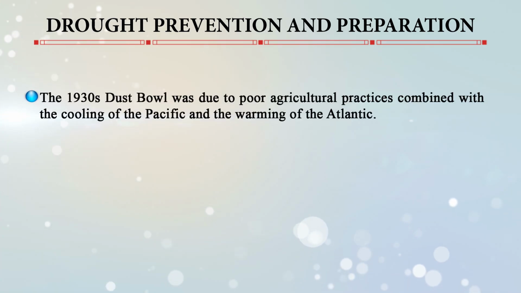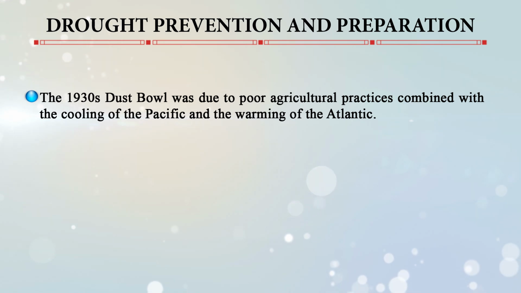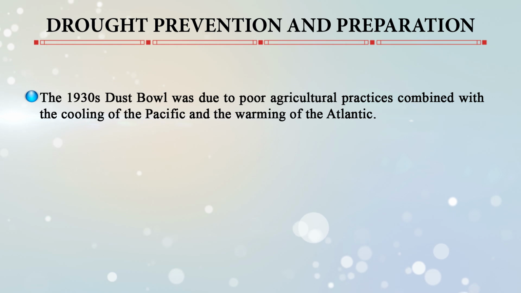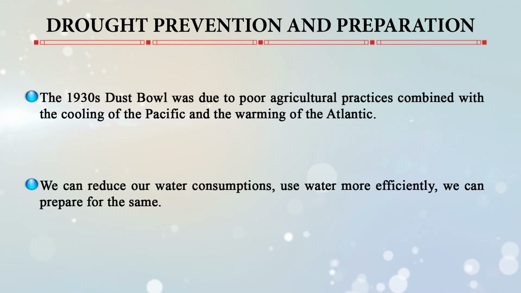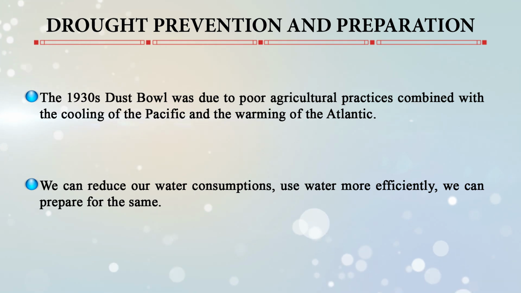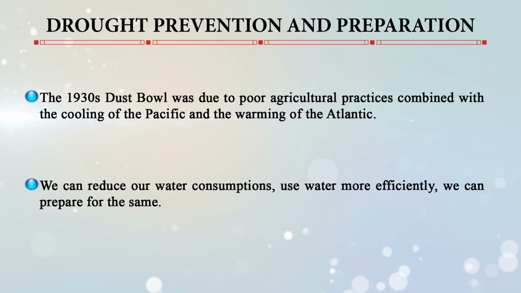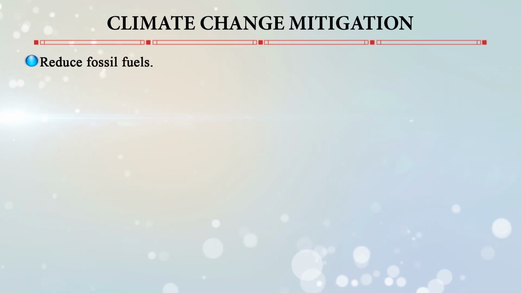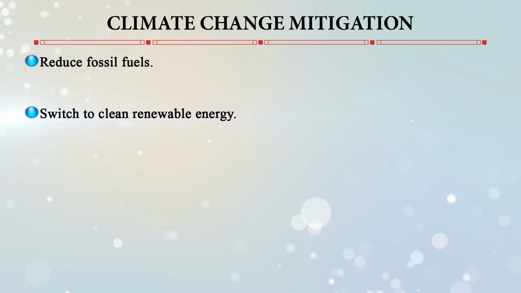The 1930s Dust Bowl was due to poor agricultural practices combined with the cooling of the Pacific and the warming of the Atlantic. So, we can reduce our water consumption, use water more efficiently, and we can prepare for the same. How can we do this? Climate change mitigation. We can reduce our dependence and use of the fossil fuels. We can switch to clean and renewable energy.